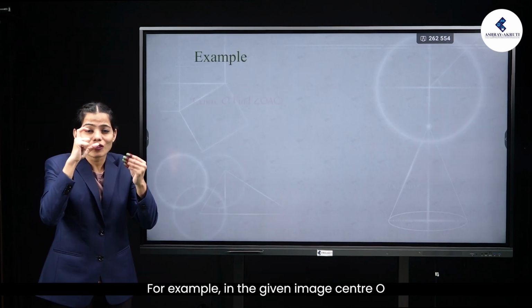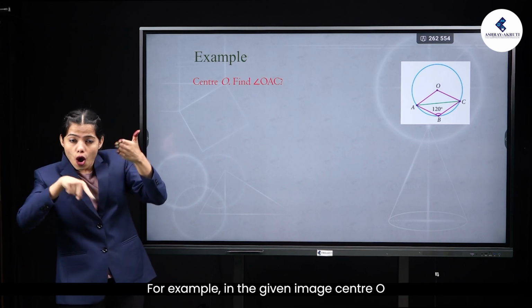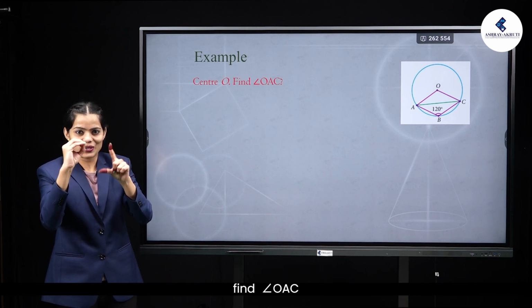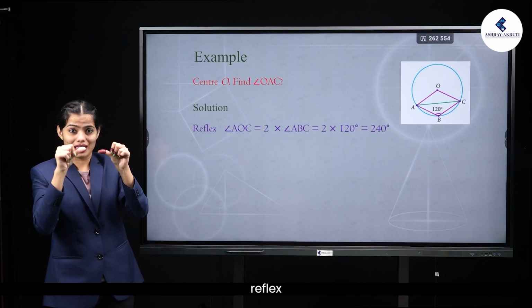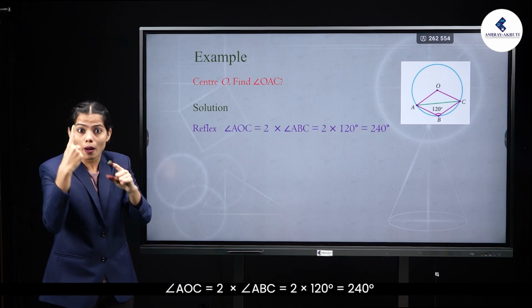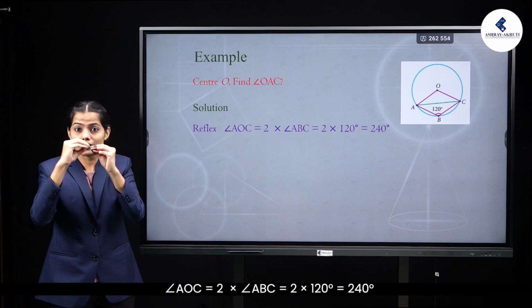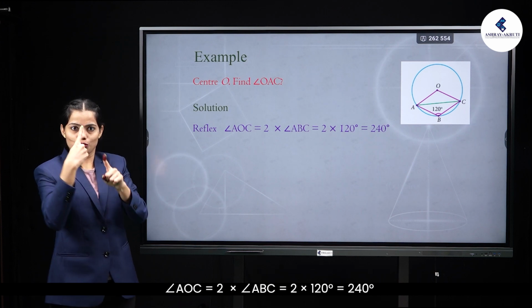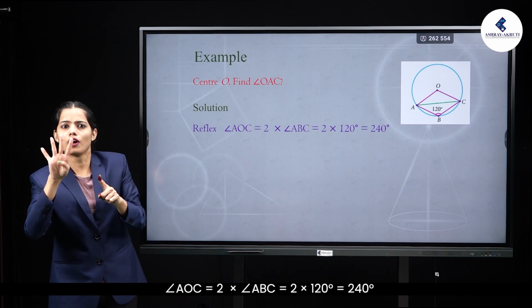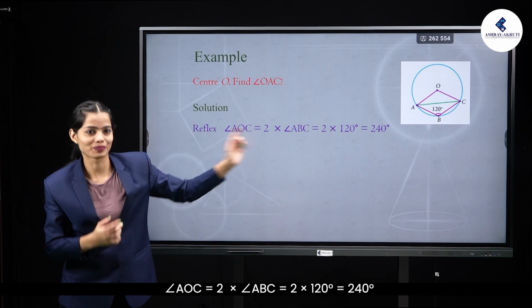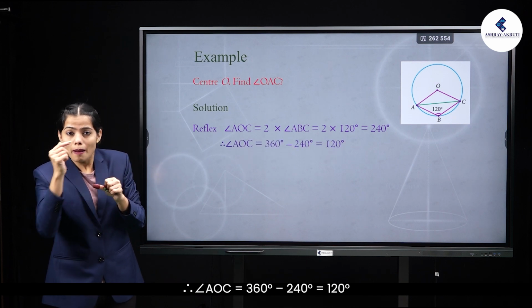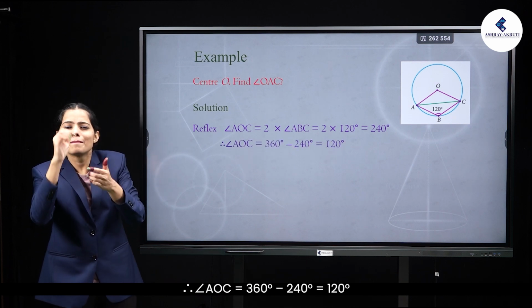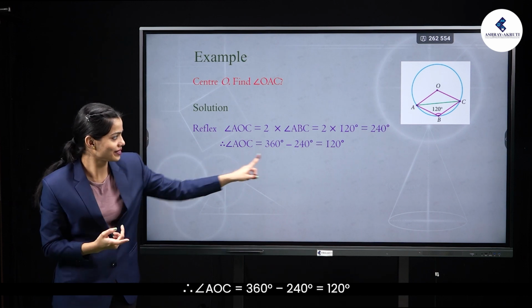Example, in the given image, center O, find angle OAC. Reflex angle AOC is equal to 2 into angle ABC. We get is equal to 2 into 120 degrees is equal to 240 degrees. Therefore, angle AOC is equal to 360 degrees minus 240 degrees is equal to 120 degrees.